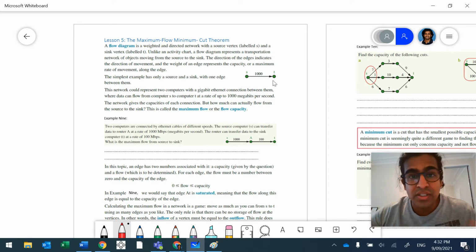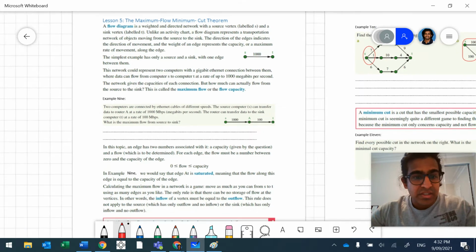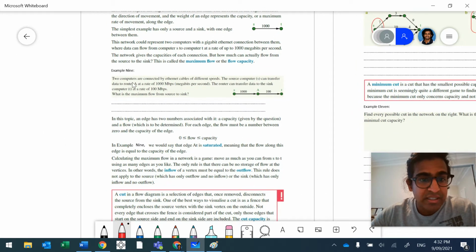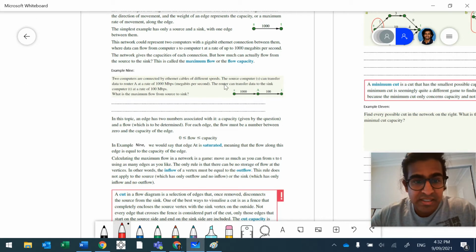Now, the context of this could be traffic through a network of roads, or water through plumbing pipes, or, as they're talking about in this particular example, the transfer of data between a network of computers.